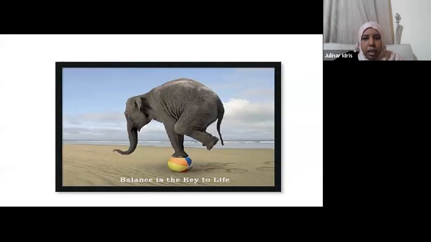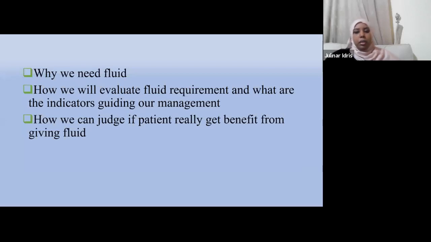So why do we need fluid, how will we evaluate our fluid requirements, what are the indicators guiding our fluid management, and how can we judge if the patient really benefits from fluid or not? To achieve this balance, we need accurate guidance and indicators to help us make this decision. For that, we need to ask ourselves why we are giving these fluids, what our target is, and what we are planning to achieve. So I will start with a short scenario which we commonly face in the pediatric cardiac ICU. There will be a poll and I hope everybody will participate in the answer.